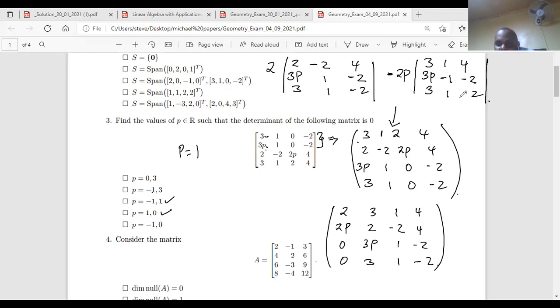Wait, why did I write minus 1? It's 3p1 minus 2.